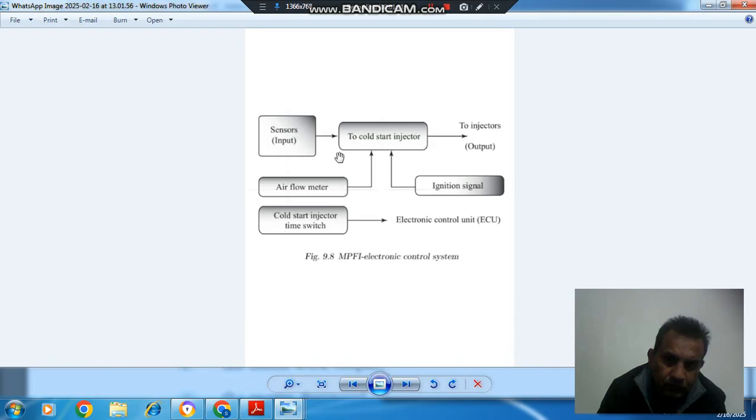Cold start injector ignition signal to ECU and cold start injector timing switch, air flow meter and sensing. And this is the injector output. This is input.